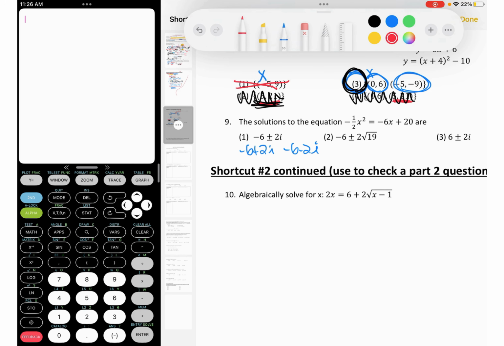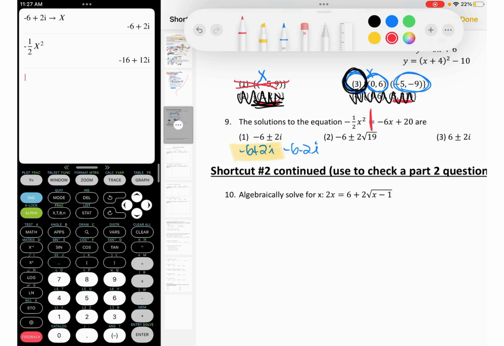So for choice 1, I'm going to do -6 plus 2i, stow x, enter. So I'm checking this right now, -6 plus 2i. I have to plug that into my equation. Now see, on the equation there are 2 sides. You have to plug it into both sides to see if they end up matching. So I'm going to do -1/2 x squared for the left side. Let me just check. Yep, making sure I plugged it in right.